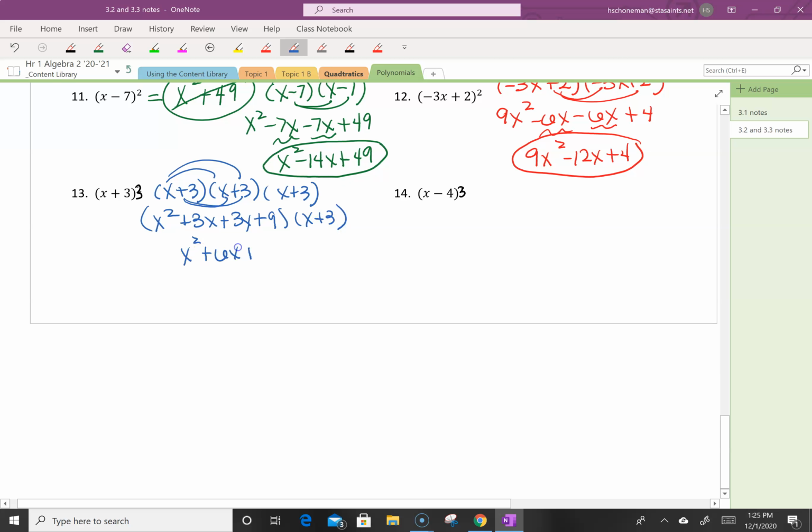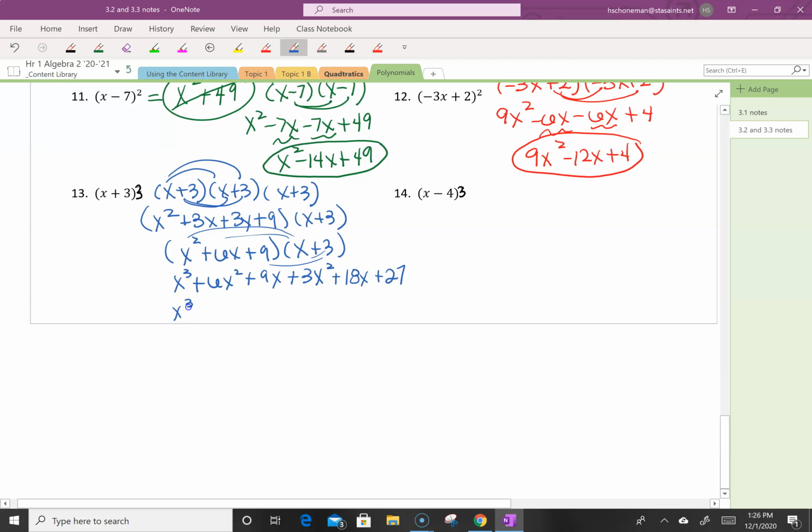X squared plus 6x plus 9 times x plus 3. First, I can multiply x times everything. So I get x cubed, 6x squared, 9x. Now I got to multiply 3 times everything. So I get 3x squared plus 18x plus 27. Okay, combine like terms.